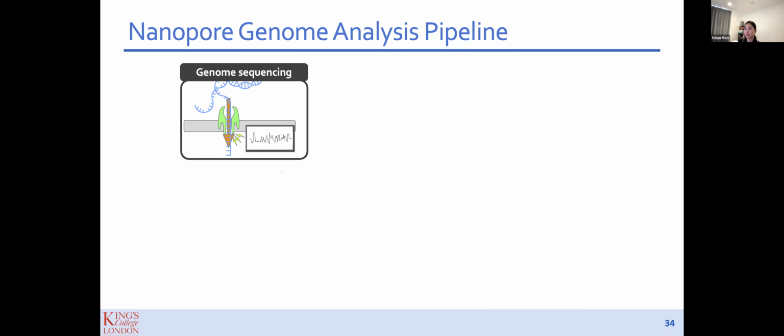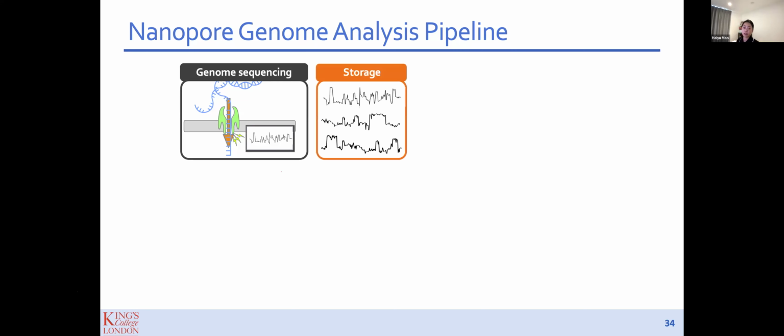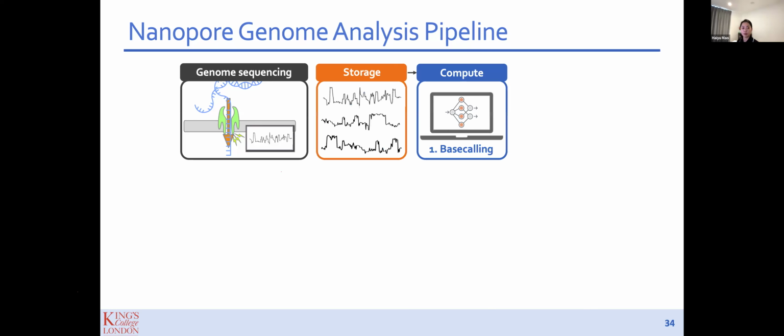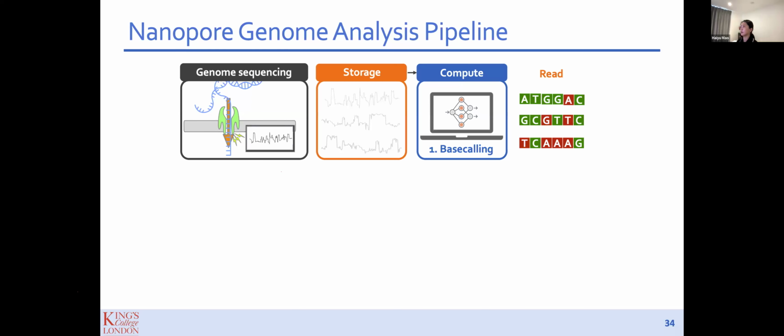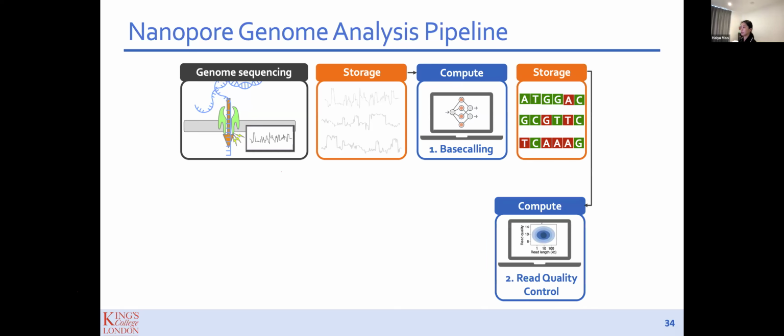Firstly, we have the genome sequencing, as I introduced, and then we have the raw signal data, and we store it in the storage. Then the first computation is called base calling, where we use a neural network to transfer these raw signals into ACGTs that are human readable, piece by piece, like this. One subsequence is called a read after the translation. After base calling, we store all of the reads inside the storage, and then continue with the next step.